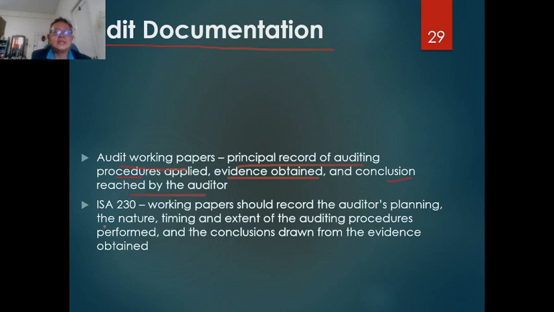According to ISA, the International Standards on Auditing, working papers should record the auditor's planning. So the auditor's planning must be there. They need to narrate the nature of the audit, and also the timing when the audit is conducted, and the extent of the audit procedures performed, and also the conclusion drawn from the audit evidence obtained. So these are all the working papers that need to be kept and maintained by the auditors.